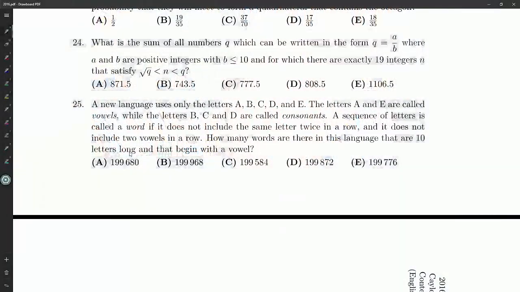Root Beer here with the very end of our 2016 Grade 10 Cayley contest. That's right, we're up to question number 25. Hopefully you've given it a try. Practice does make perfect, and we can now dive in and take a look and see what we can see.